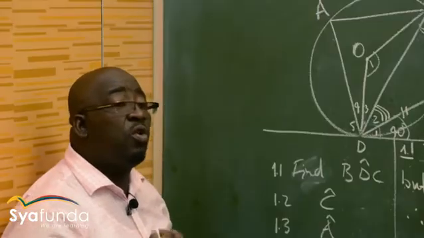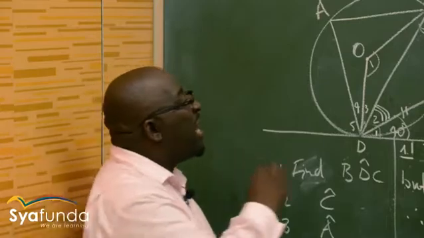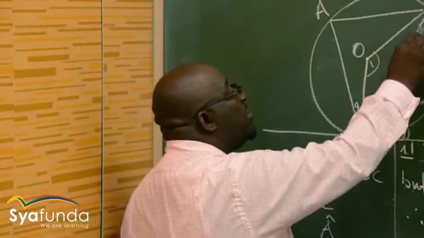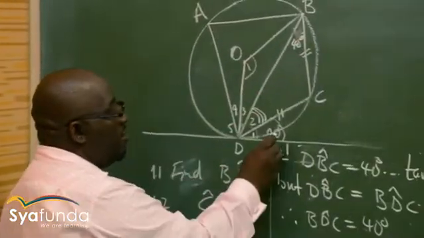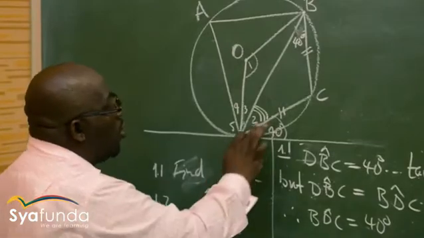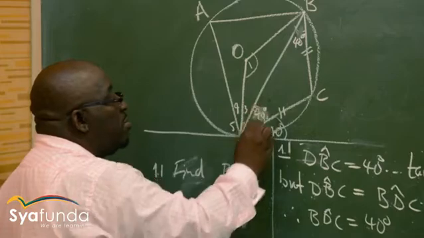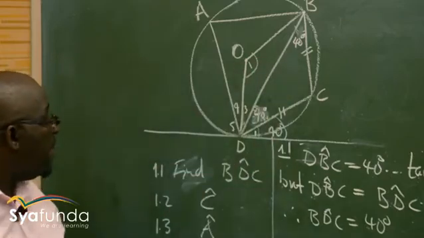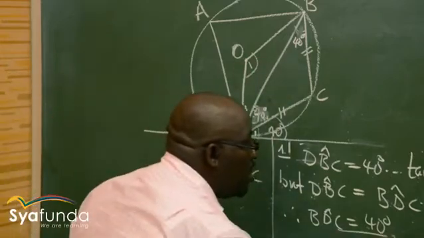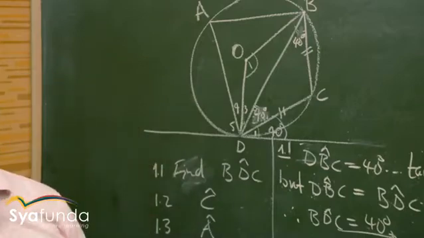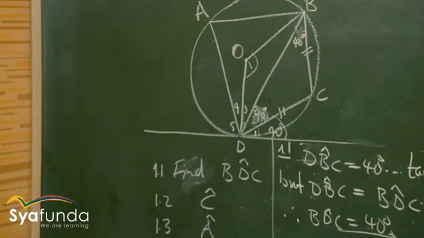It helps to go to your diagram sheet and indicate it. We now know that this is 40 degrees from the tan chord theorem. We also know that this one is also equal to 40 degrees because of an isosceles triangle. Right, we've answered this question. Then we've got about 3 marks in the examination for that one. Let's look at the next question.